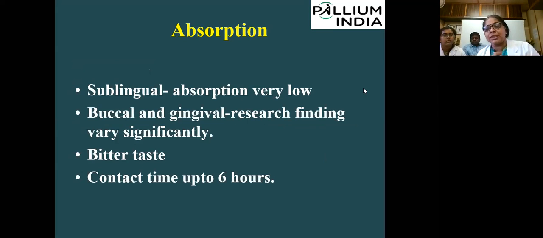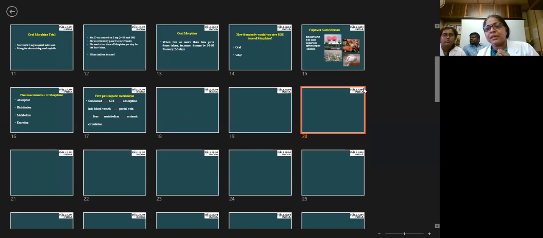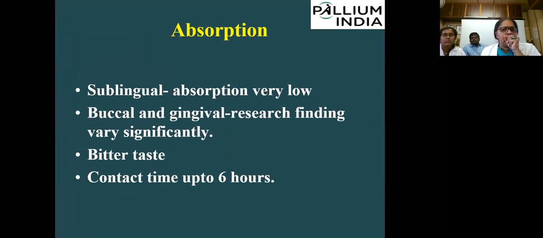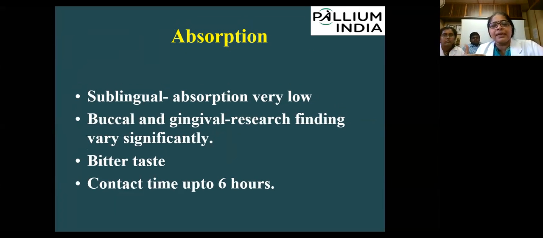So there may be logistic reasons, but if a patient is in pain, this is one more route that we tell them: crush the tablet, mix it in a little honey, and just put it in the buccal mucosa. Though it takes time to get absorbed, it still can get absorbed. And the rectal mucosa is another place where the drug can get absorbed.